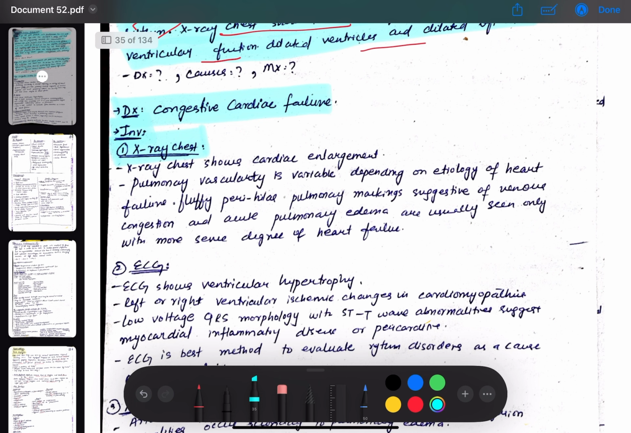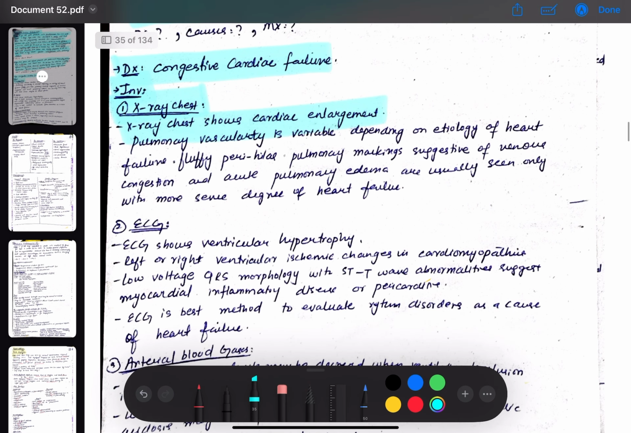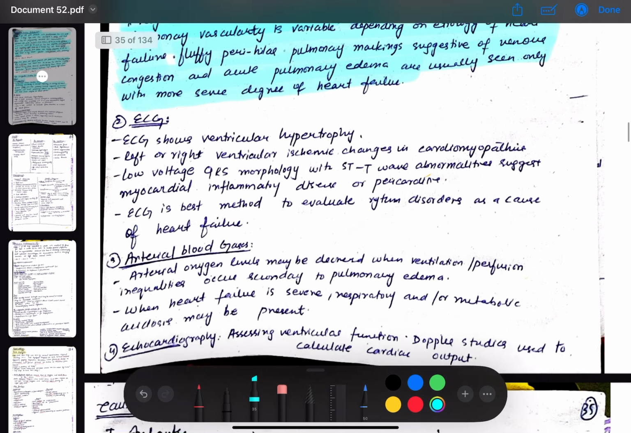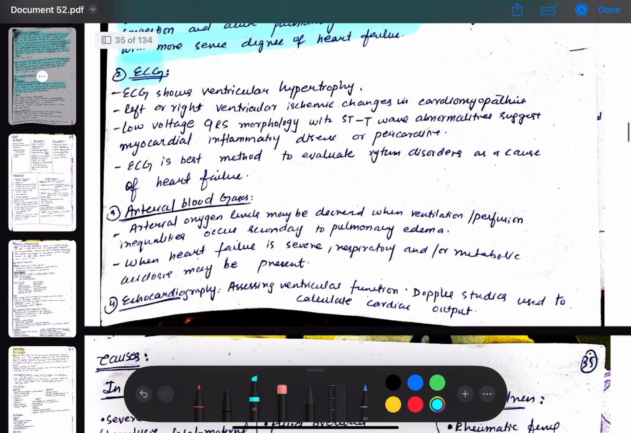X-ray chest shows cardiac enlargement. Pulmonary vascularity is variable depending on the etiology of the heart failure. Fluffy perihilar pulmonary markings suggestive of venous congestion and acute pulmonary edema are usually seen only with a more severe degree of heart failure. ECG shows ventricular hypertrophy, left or right ventricular ischemic changes in cardiomyopathies. Low voltage QRS morphology with ST wave abnormalities suggests myocardial inflammatory disease or pericarditis.